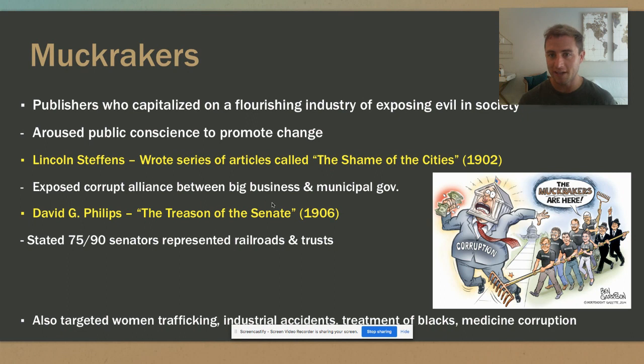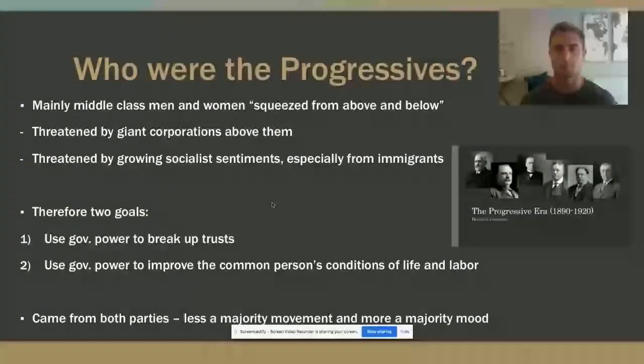This is one of many topics that the progressive era is going to address: women trafficking, industrial treatment of workers, treatment of blacks, the quality of food, the mislabeling of medicines. All of these things are addressed in the progressive era.